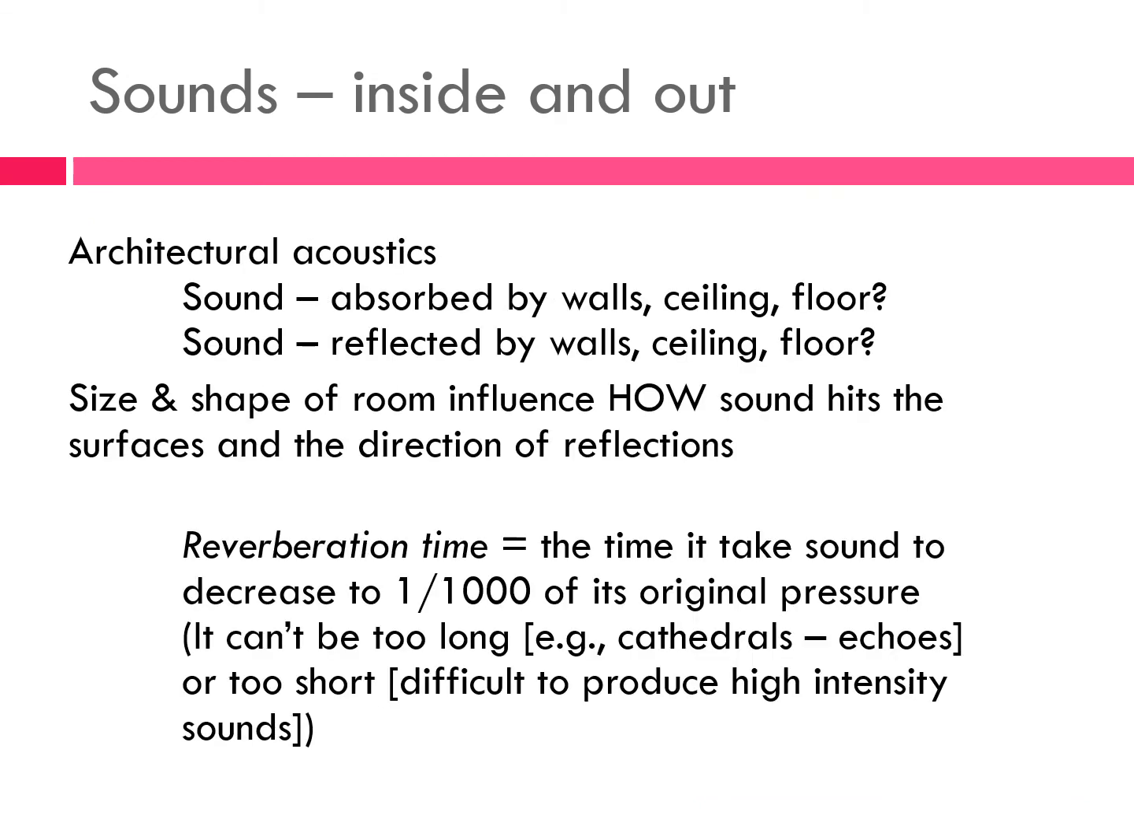And this brings us to the discussion of architectural acoustics. So when we're inside, we have all this indirect sound that's sometimes absorbed by the walls, the ceiling, the floor. There's some sound that's being reflected by the walls, the ceiling, the floor. It really depends on what makes up those parts of our rooms. And also the size and the shape of the room influence how sound hits those surfaces and then the direction of those reflections. So what kind of reflected sound or indirect sound that we are going to receive.